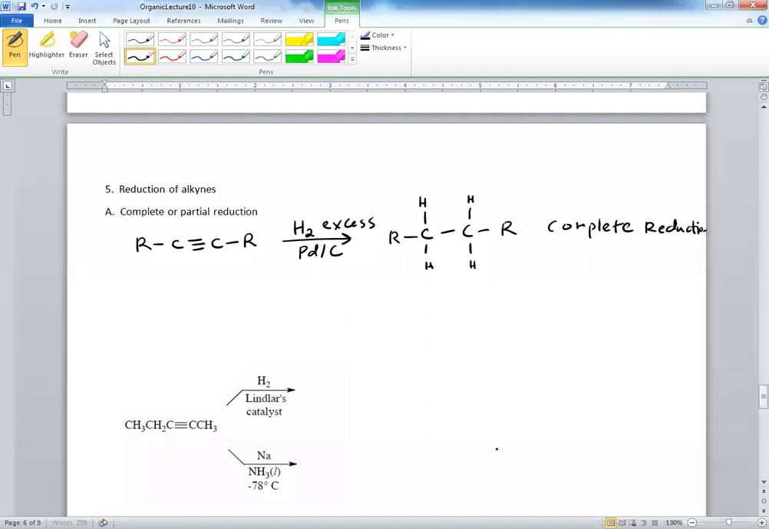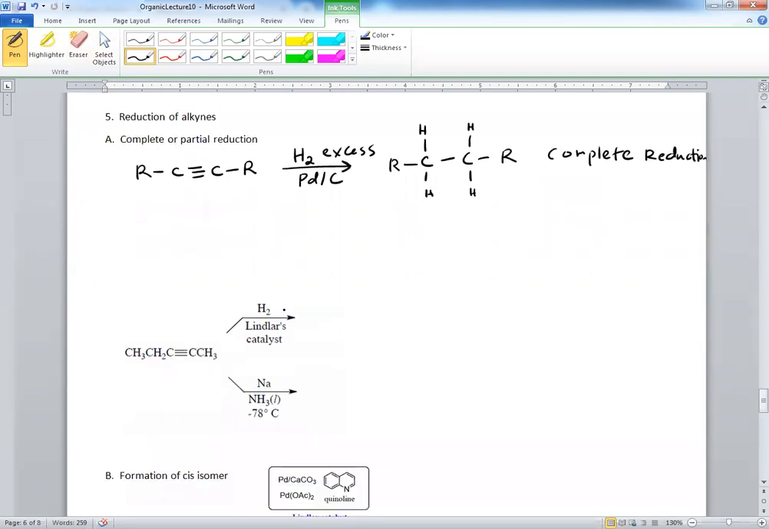But this may not be useful because alkenes are fantastic. Alkenes are fantastic starting materials. So what can we do? Well, you can have a partial reduction and you have two choices.